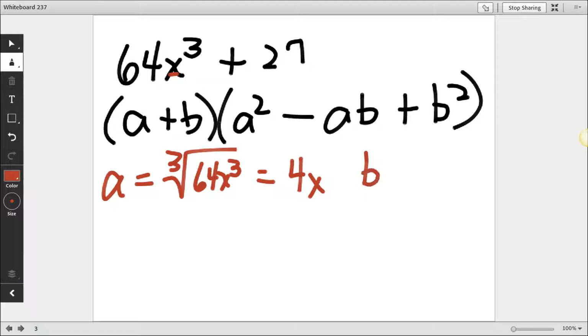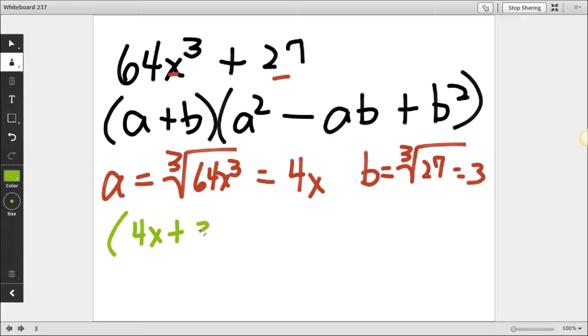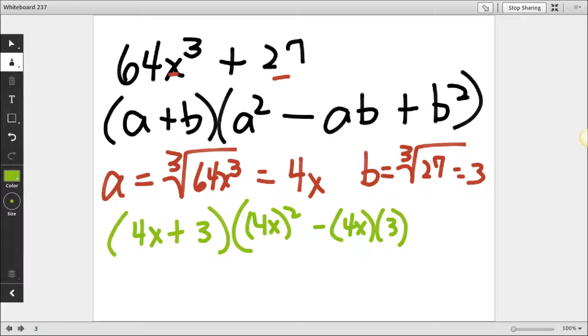And then b, again, cube root of the second term. So cube root of 27 equals 3. And so now we just fill into the pattern. So a is 4x, so 4x plus b is 3. A squared is 4x squared, and I'll simplify that in just a second, minus a times b, so 4x times 3, and then always positive, plus b squared, so plus 3 squared.